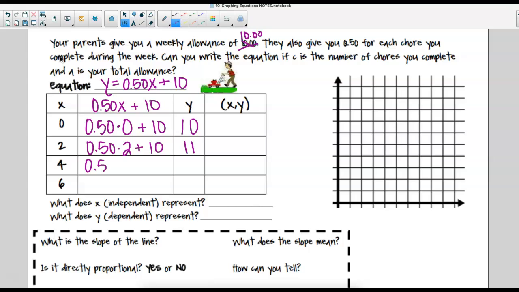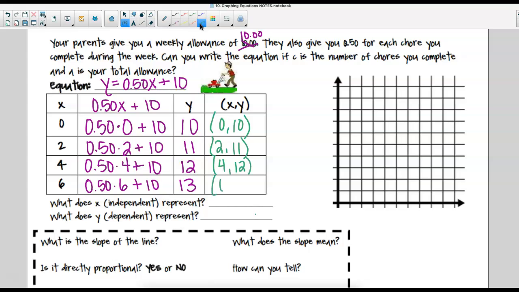Okay, what if you did 4 chores? 50 cents times 4 plus 10. $12, right? 4 times 50 cents is $2 plus the 10 is 12. And what if you did 6? 13. 50 cents times 6, that's going to be $3 plus the $10, $13. Okay, so my ordered pairs become (0, 10), (2, 11), (4, 12), and (6, 13).